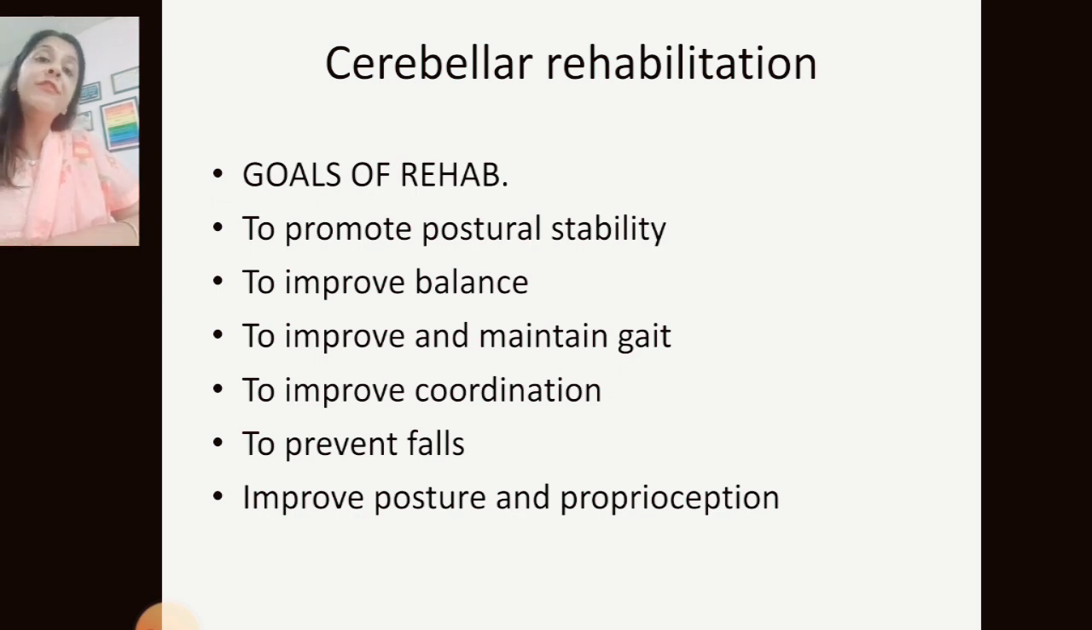So to prevent falls, we must follow the protocol that we will discuss in today's session. As we know, we work in eye closed conditions, in the eye closed position. So we work on proprioception, which is the deep sensation of the nervous system. We must improve the posture as well as the proprioception. So we must keep in mind the goals of rehabilitation.